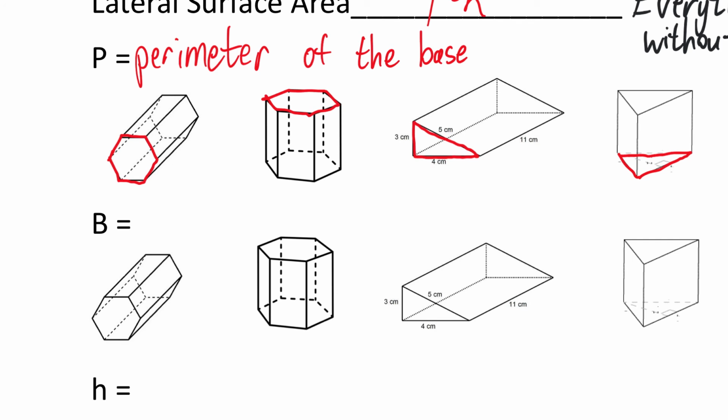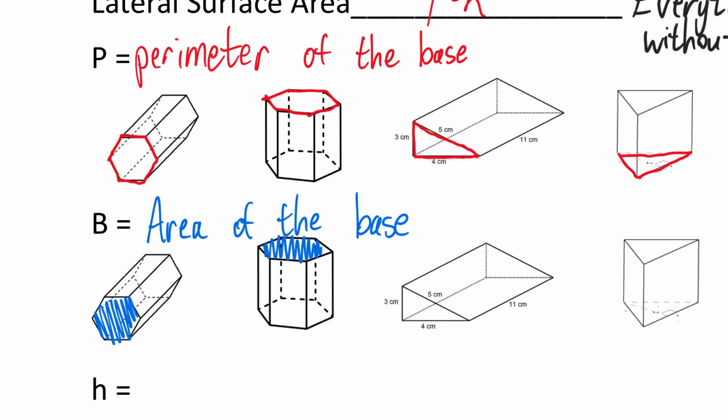Okay, what does the capital B stand for? Good, it stands for area of the base. So on this one, you'd be looking for the area of that hexagon. On this one, the area of that hexagon. On this one, the area of that triangle. On this one, the area of this triangle.